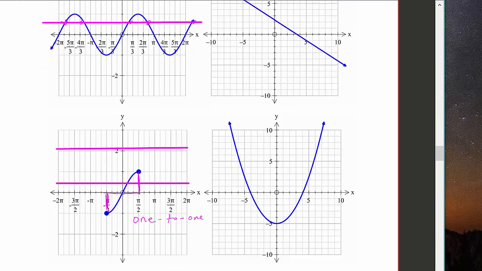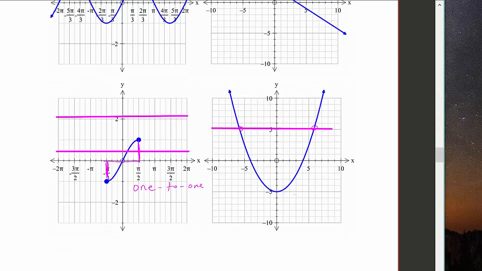And this one here, which is a quadratic graph, that clearly is not one-to-one. We can see 2 intercepts here and here. And so this one is a many-to-one function.